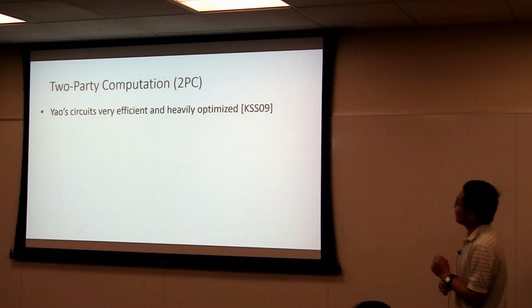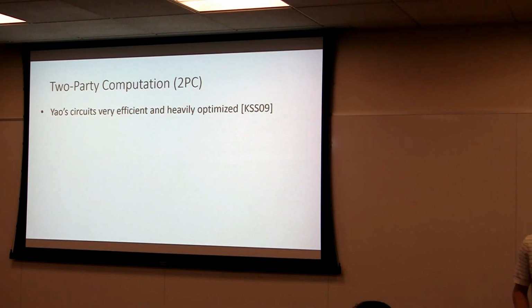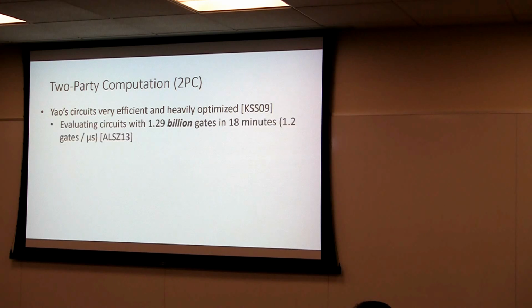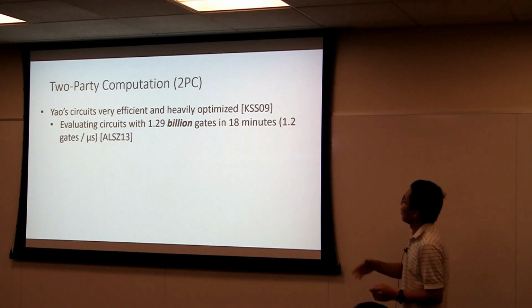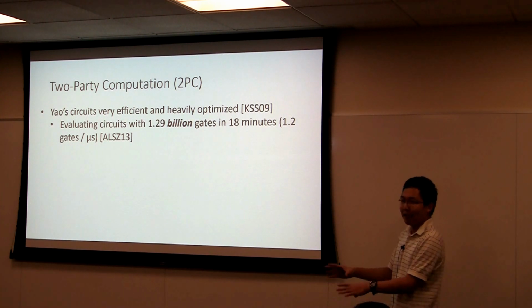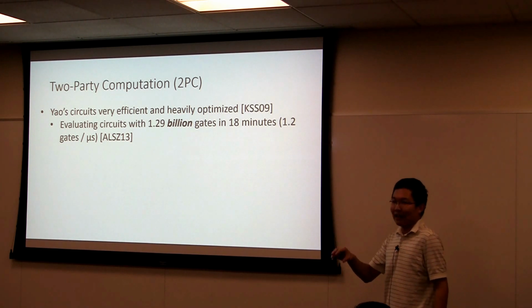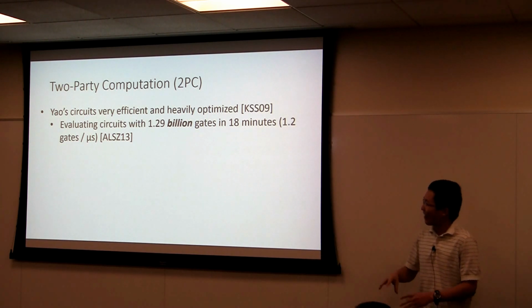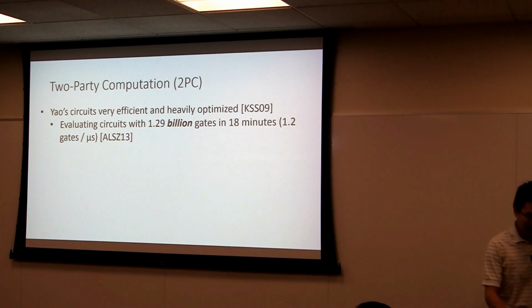OK, so to get a feel for how efficient these operations are: Yao circuits are very efficient, and they're very heavily optimized. In 2013, Asharov et al. demonstrated that we can now evaluate circuits with 1.29 billion gates in 18 minutes. So this is basically evaluating one gate at the microsecond level. Compared to what I'm going to tell you later in the talk, this is extremely fast.